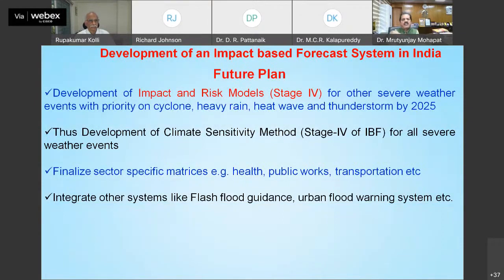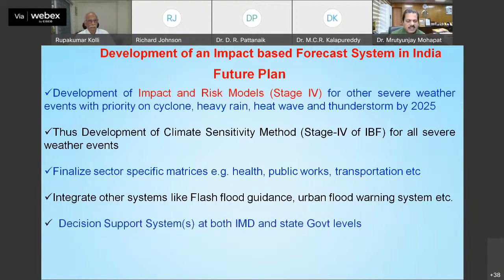So if you just look at the future plan, stage 4 of the impact and risk modeling, which is going on now, will improve further. And by 2025, we should have a reasonably accurate impact risk forecast and risk-based warning system in the country for all types of severe weather up to 5 days at station level and at the district level.